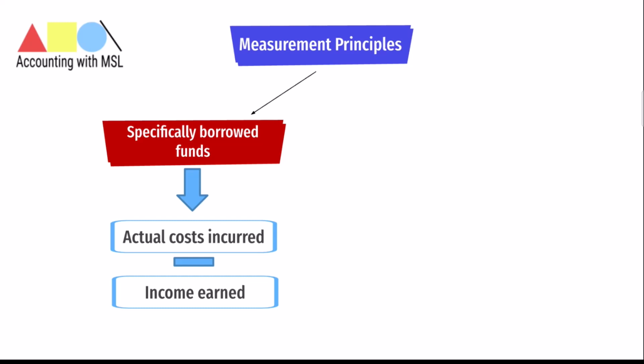That interest income will be deducted from the cost, and then the difference is what will be capitalized as borrowing cost. So take note, actual cost less any income earned on the temporary investment of the funds.